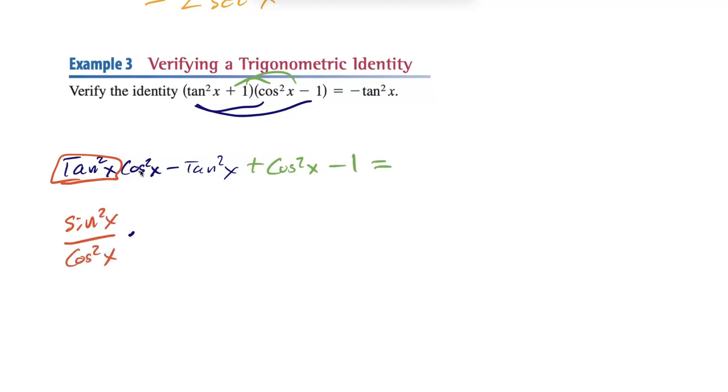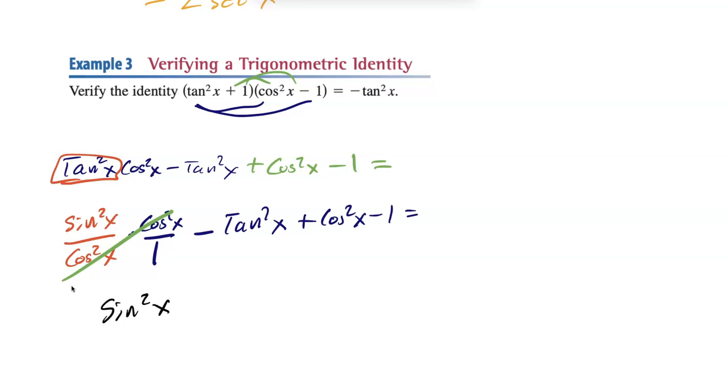This is still cosine. Remember, anytime it's by itself, there's no fraction, you can always put it over 1 if it makes you feel better. Minus tan squared x plus cosine squared x minus 1. On this side here, these two cancel each other out. And I get sine squared x minus tan squared x plus cosine squared x minus 1.